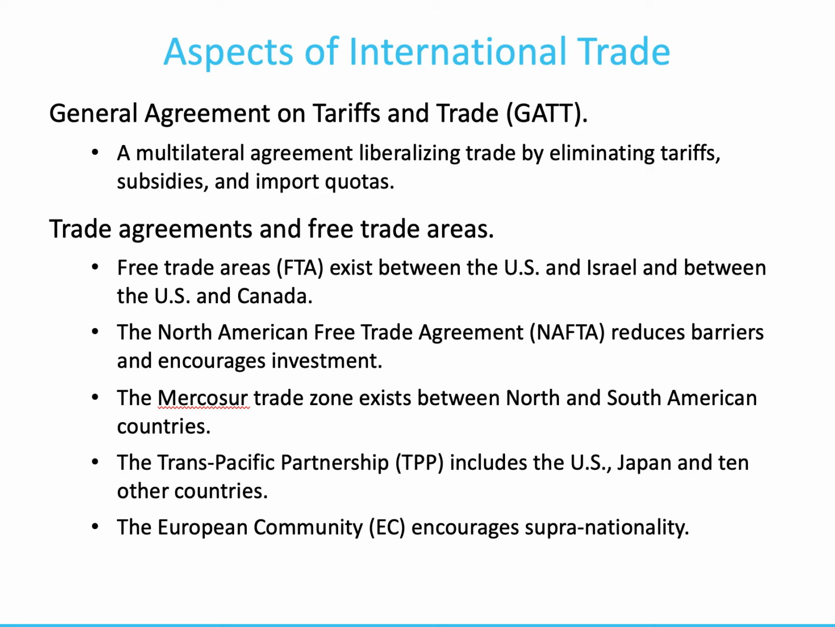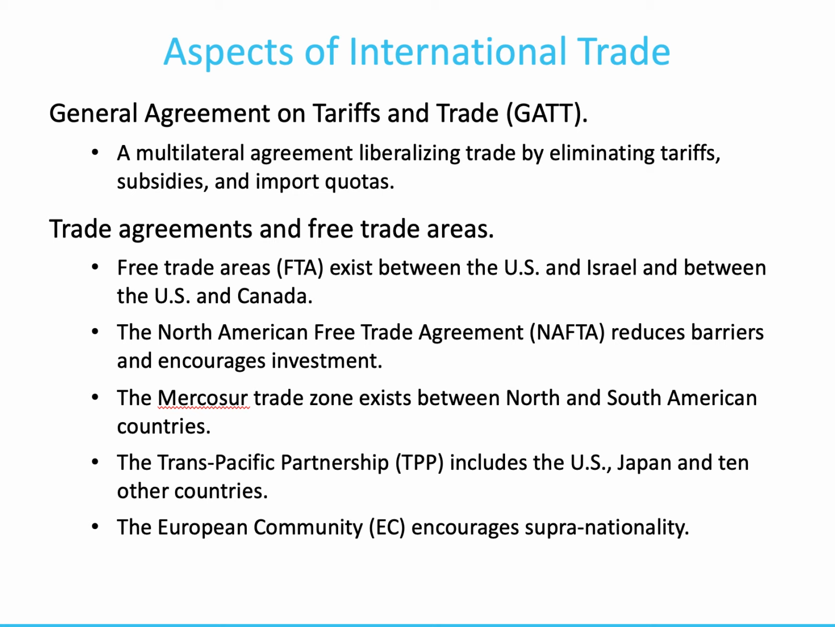Aspects of international trade. You have the General Agreement of Tariffs and Trade. It's called GATT, a multilateral agreement liberalizing trade by eliminating tariffs and subsidies and import quotas. Definitely want you to read about that. It's something you probably learned a little bit about in macroeconomics or one of your accounting courses. Trade agreements in free trade areas. Free trade areas, FTAs, exist between the U.S. and Israel, between the U.S. and Canada. The North American Free Trade Agreement, NAFTA, reduces the barriers and encourages investment.